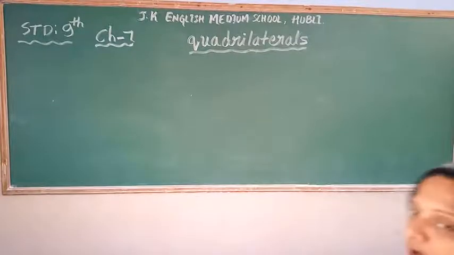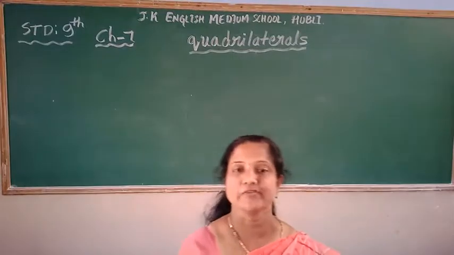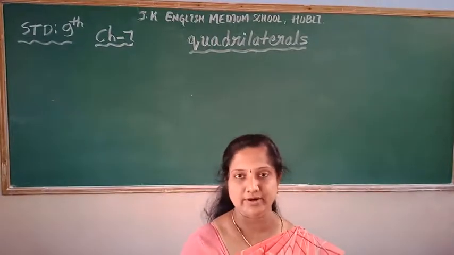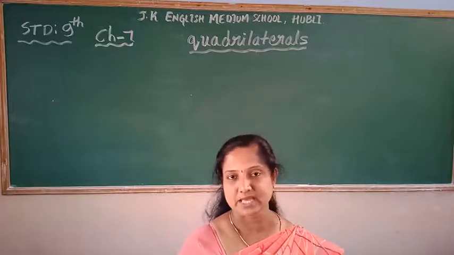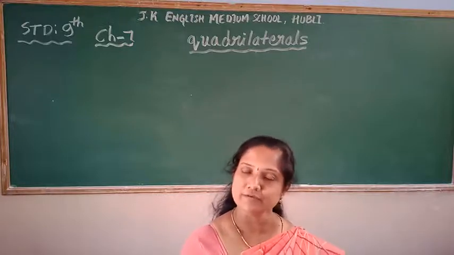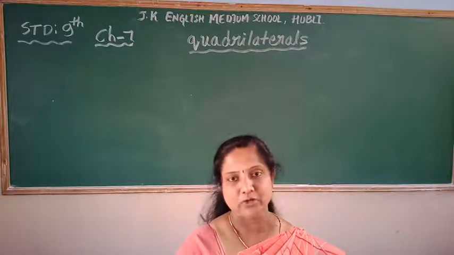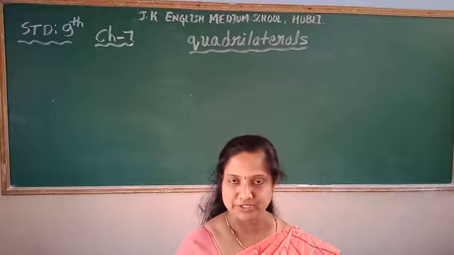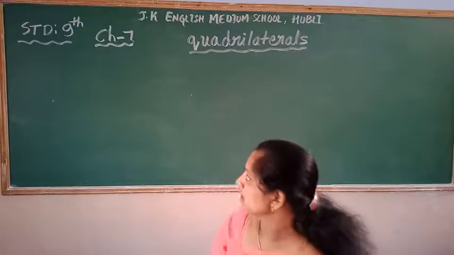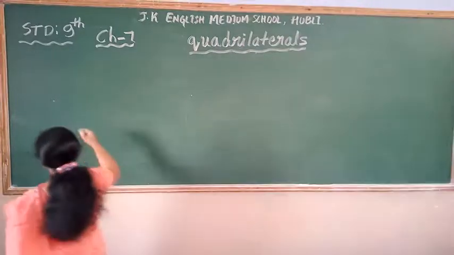Children, now I am going to explain types of quadrilaterals. What is the definition of a quadrilateral, children? It has four sides, four angles and four vertices. Within quadrilaterals, there are again types of quadrilaterals, and those I am going to explain now. Types of quadrilaterals.